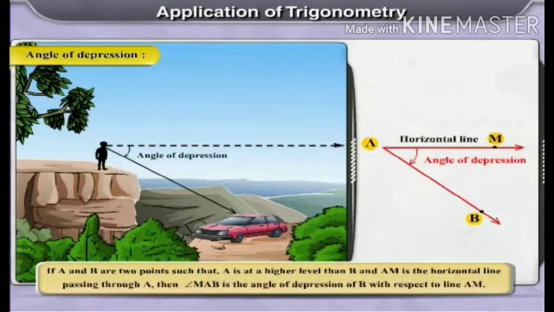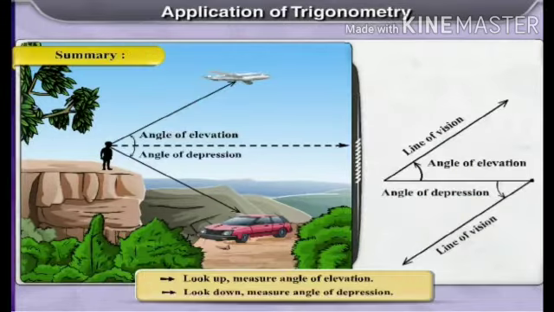The next term is angle of depression. If A and B are 2 points such that A is at a higher level than B and AM is the horizontal line passing through A, then angle MAB is the angle of depression of B with respect to the line AM. In short, we can say that when we look up, we measure the angle of elevation, and when we look down, we measure the angle of depression.